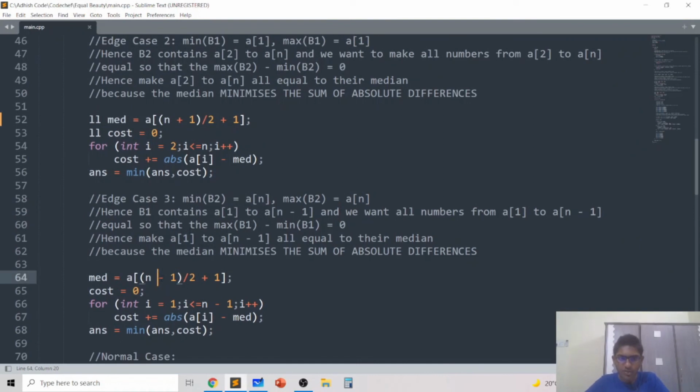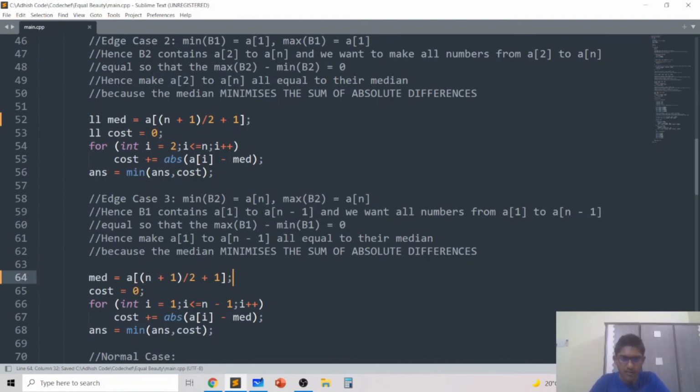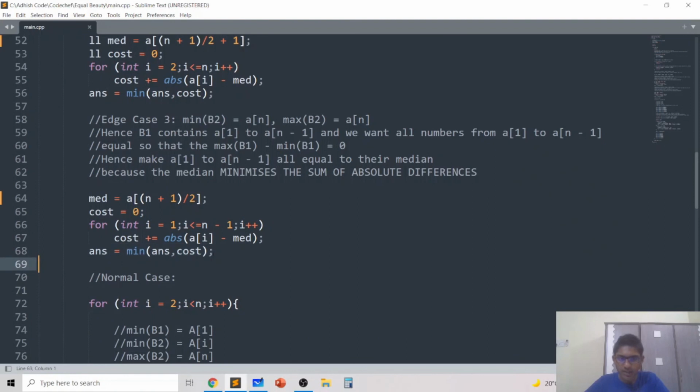So in that case you can verify that the median is just (n+1)/2. Hence we can just set the cost to be the sum of absolute values for this particular median, and we take the answer to be the minimum of answer comma the cost.